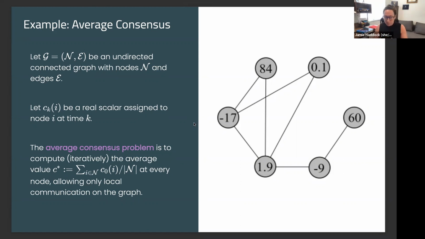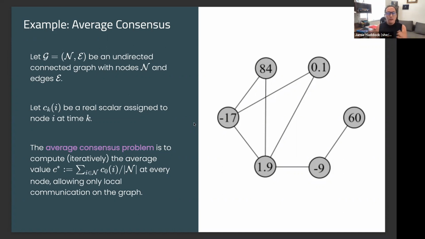But the important part is that we want to use only local communication on the graph, communication that's respected by the graph topology, right? We're looking for ways of solving this problem on the graph that don't require something naive, like a secondary node that comes in, asks all of the nodes, regardless of who they're connected to, for their secret value, averages those, and then distributes that back.